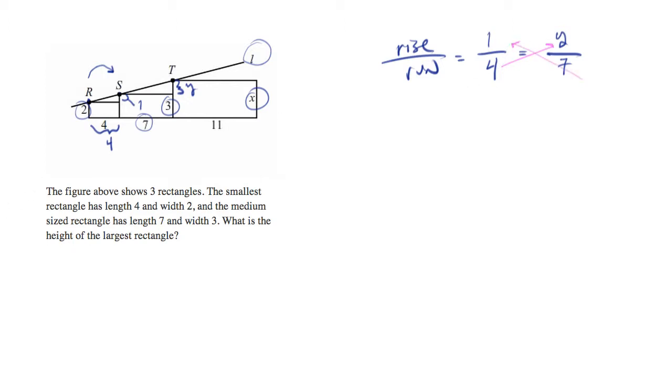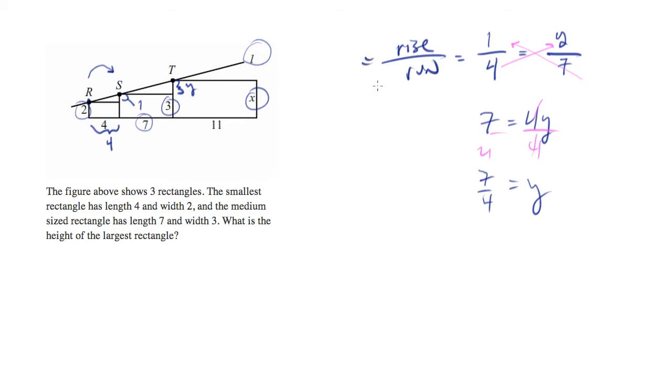And I'm going to do that by cross-multiplying. We end up with 7 equals 4y. Divide both sides by 4. And what you'll end up with is 7/4 equals y.